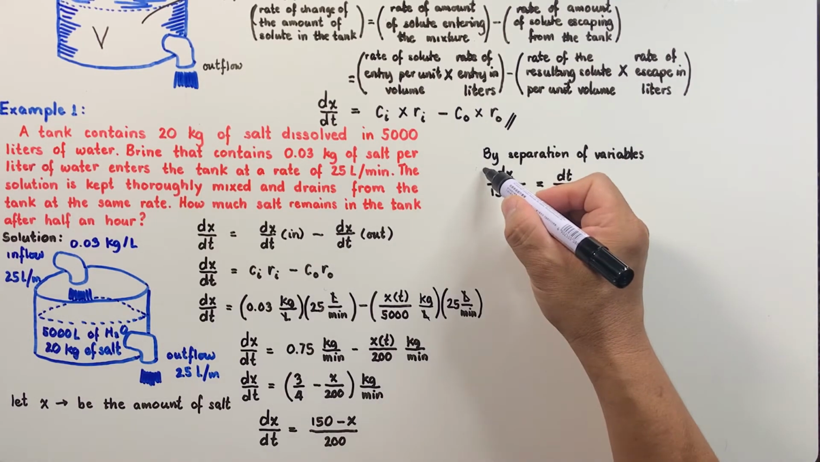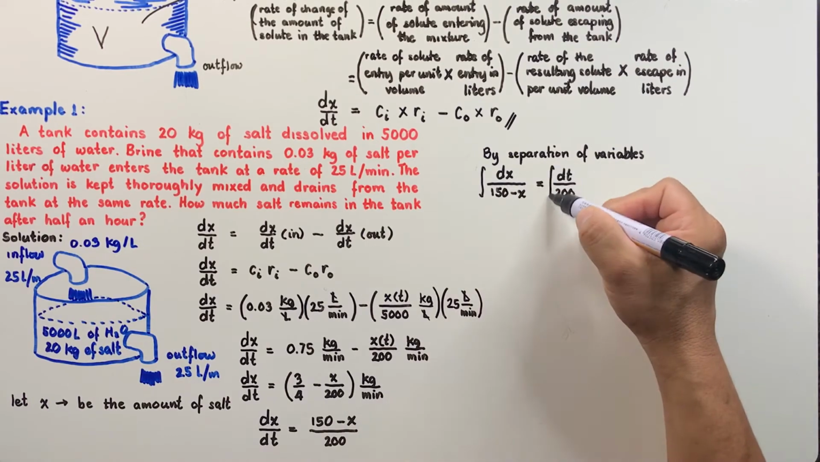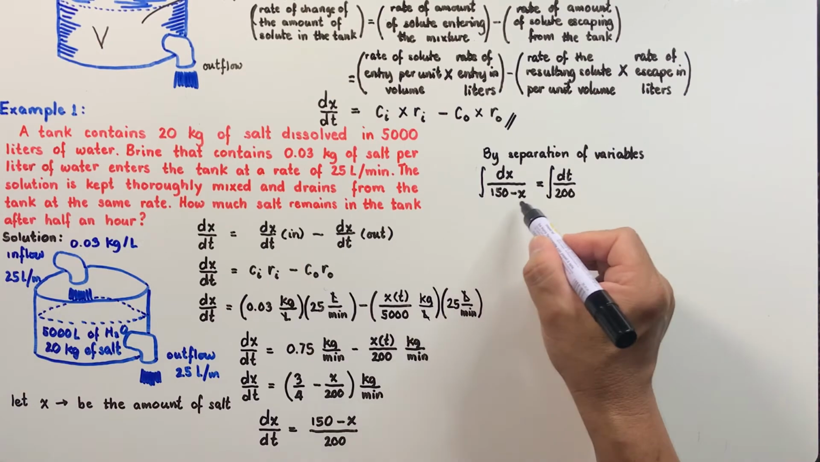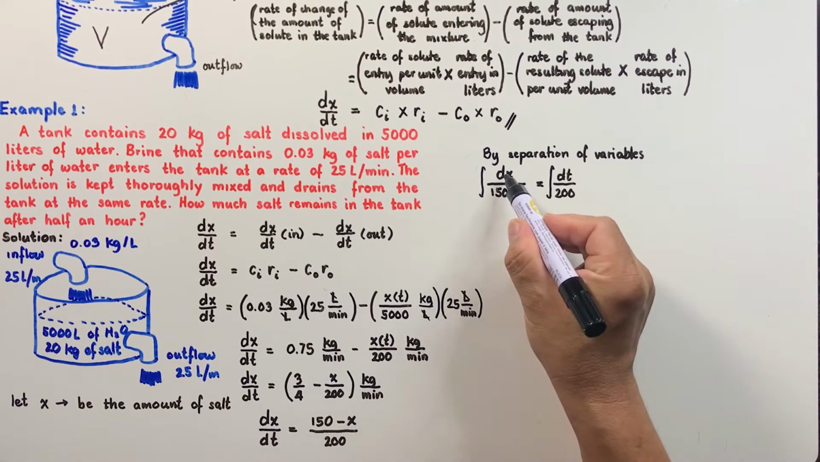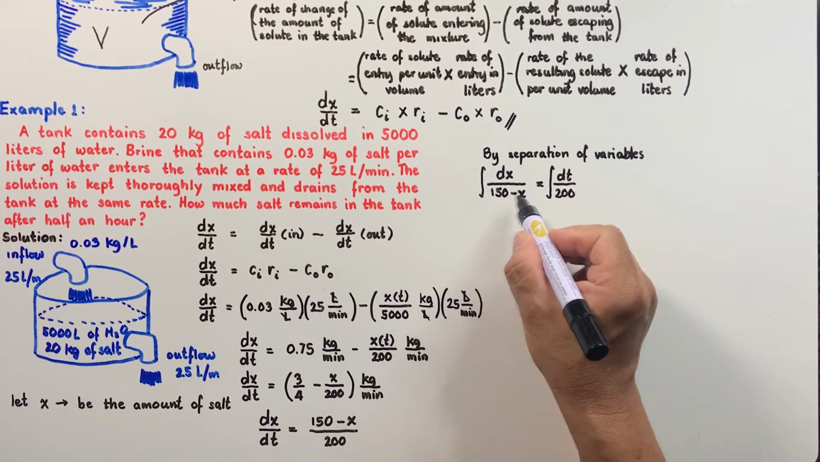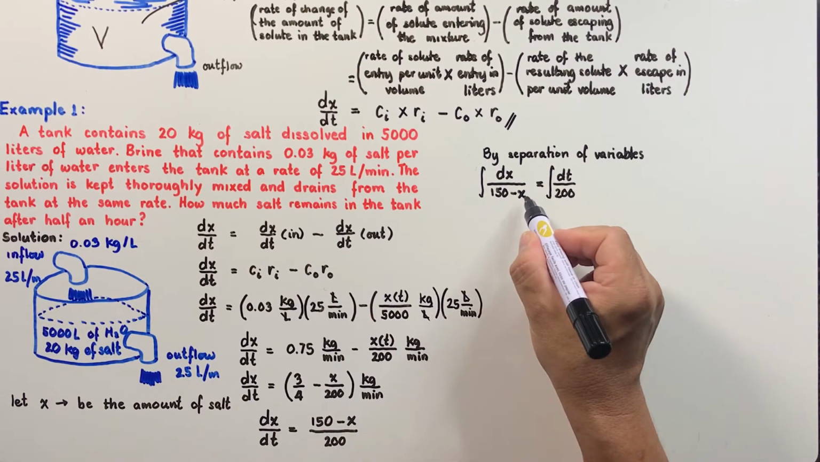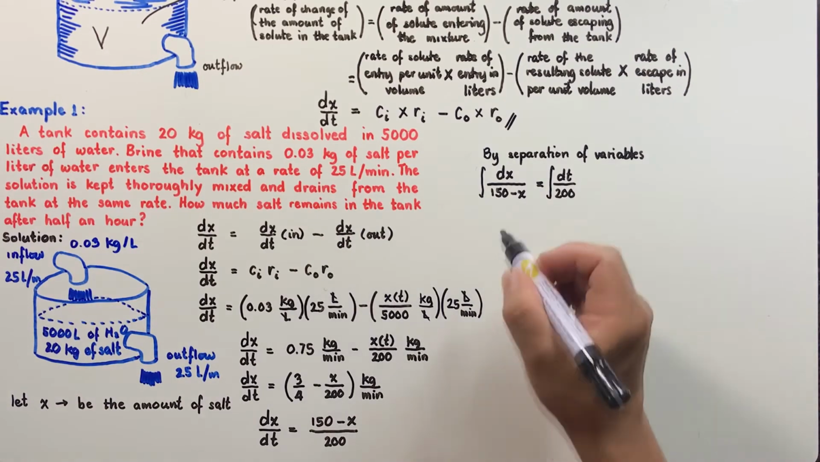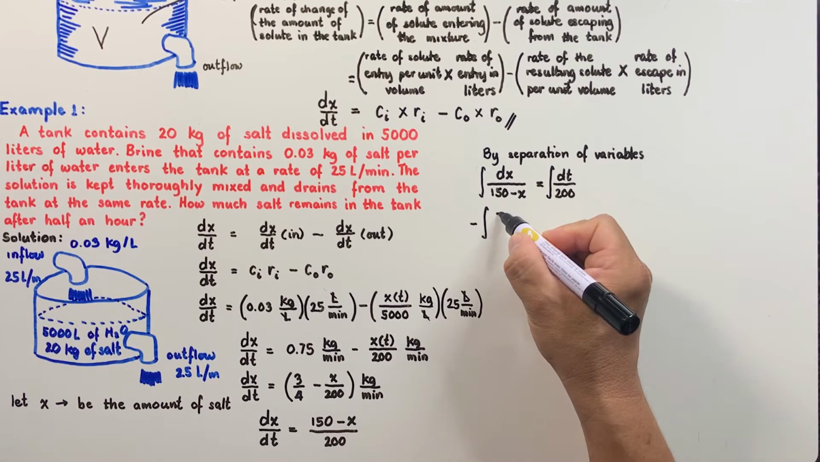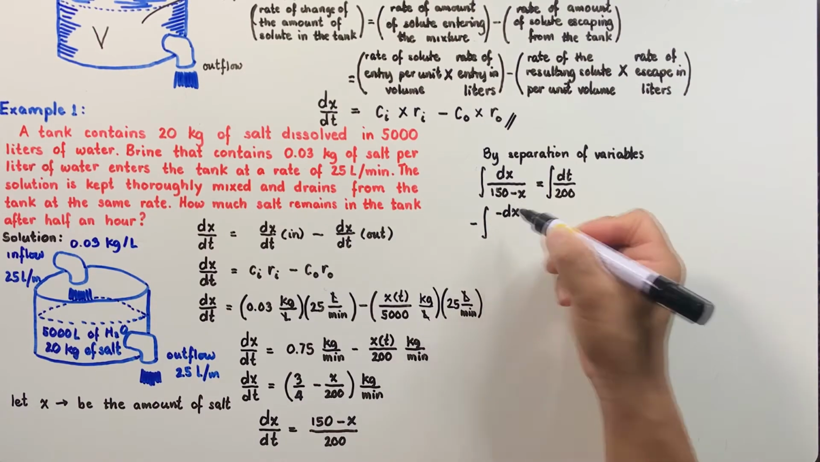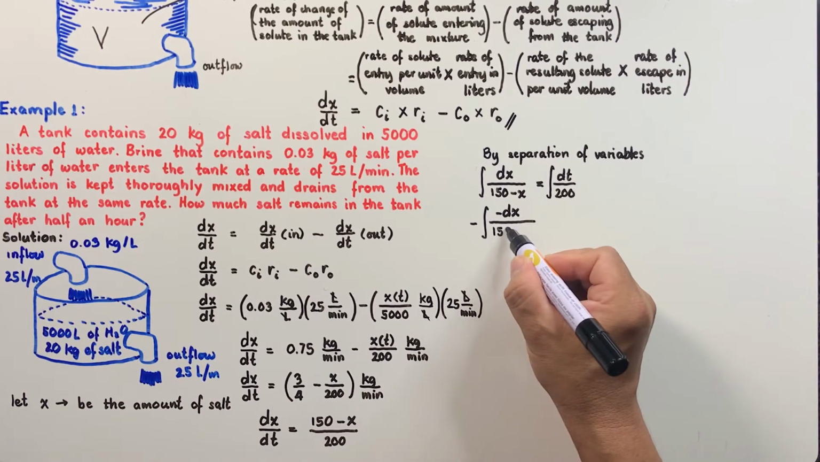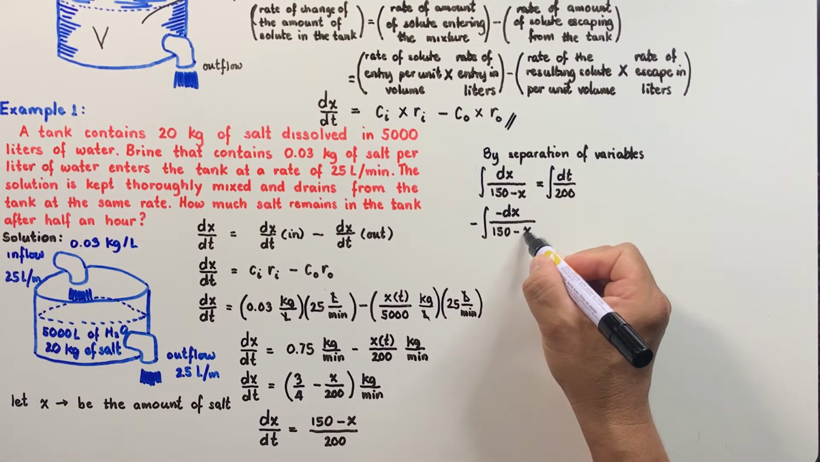Now, taking the integral of both sides of this equation, we notice that if this is our u, our du must be negative dx, because the derivative of 150 is 0, but the derivative of negative x is negative 1. So negative 1 dx, we need a negative outside the integral symbol so that we can write also negative dx inside the integral symbol, so that when you multiply, that cancels each other.